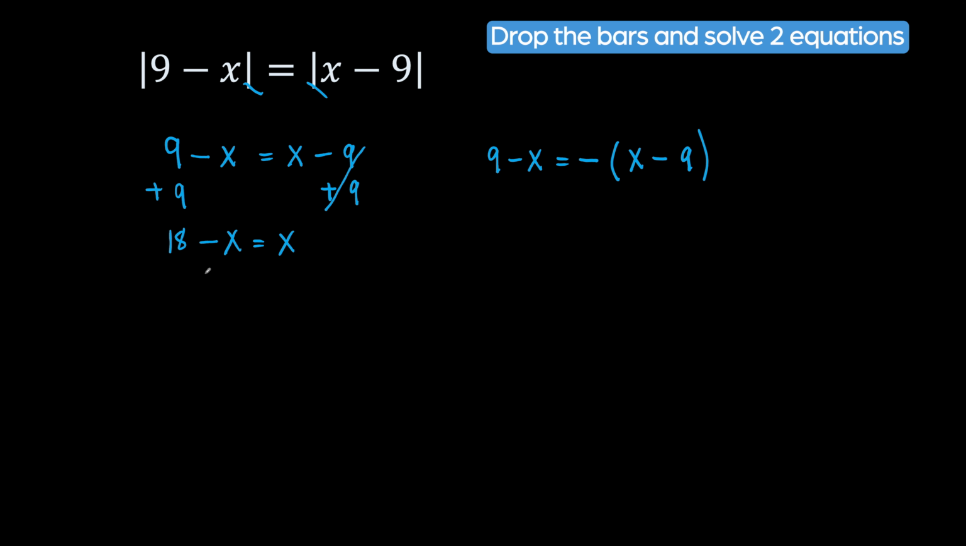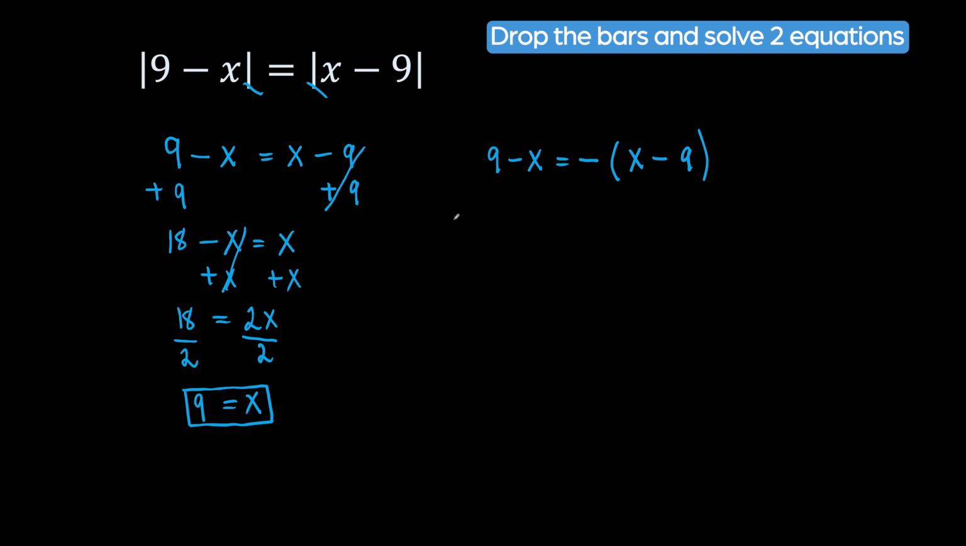So what do we do next? I'm going to add x to both sides. We have 18. Negative x plus x will give us 0. And on the right, we will have 2x. Very good. Now we're dividing both sides by 2, and x becomes 9. Our first solution is x equals 9.